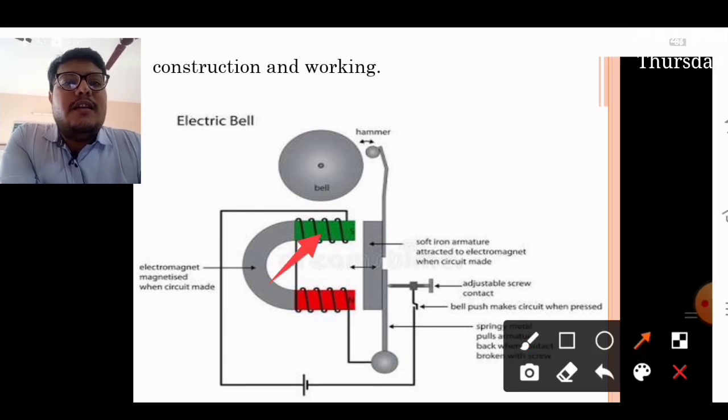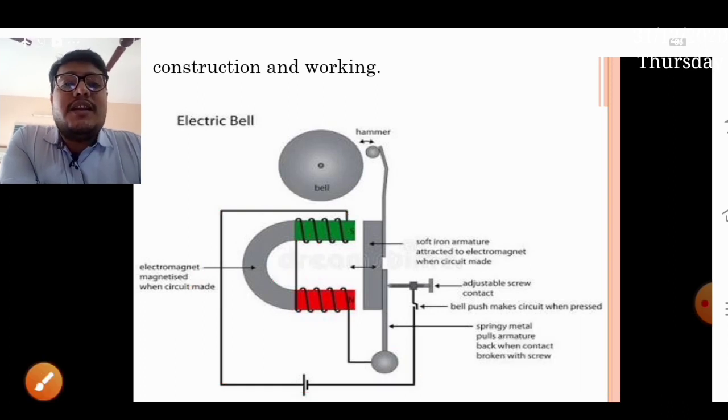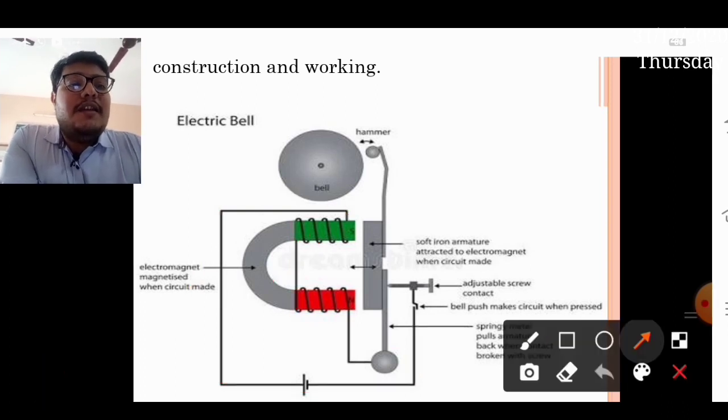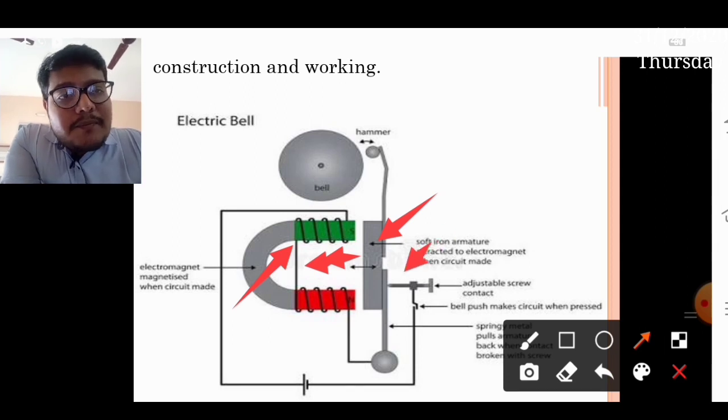This is the coil, right? When current passes from this coil through this circuit, this part will behave as an electromagnet. Now when it behaves as an electromagnet, this soft bar will get attracted towards this magnet, on this side. But when it moves this side, this screw gets detached from the bar.